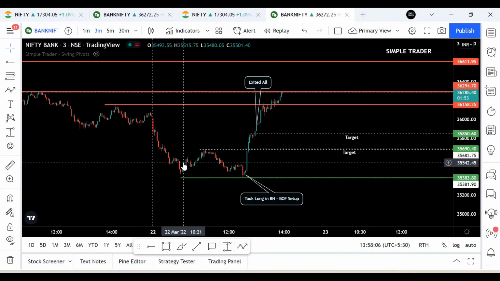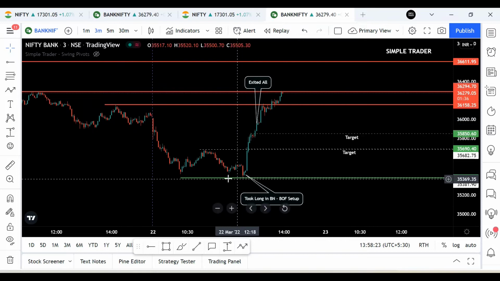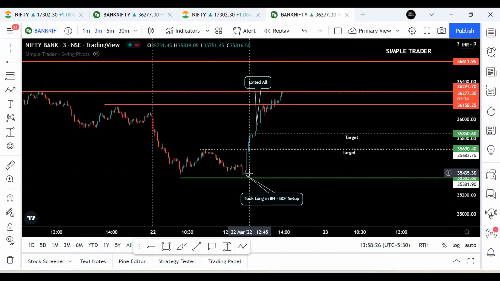So this was the trade, no? I haven't traded fully. I exited everything at this point. I thought a reversal might happen. I should have kept some 25% of the position, but yeah, it happened. I exited. But the good thing is, I entered a long at this area.